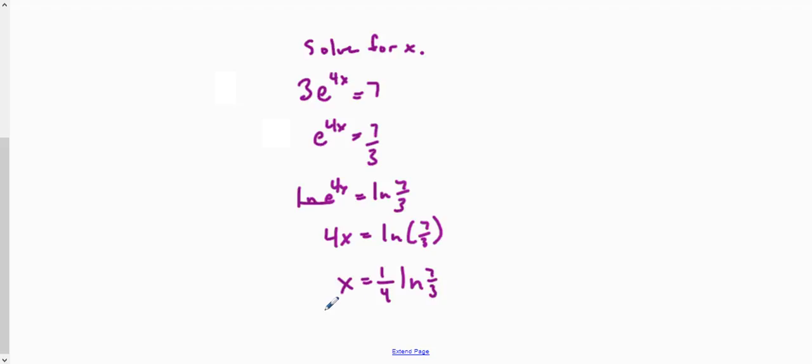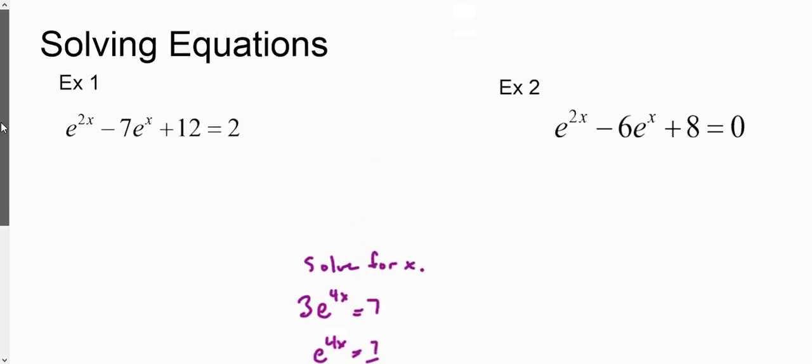Most students understand that. That's not too bad, they get that. However, you throw in one where you have two different exponentials and a constant. How do you solve something like this? Well, this is a special case. When you have one like this, you have e to the 2x minus 7e to the x plus 12 equals 2.